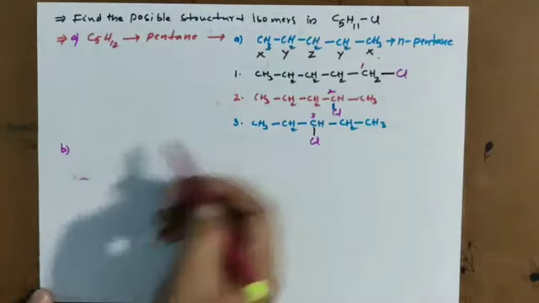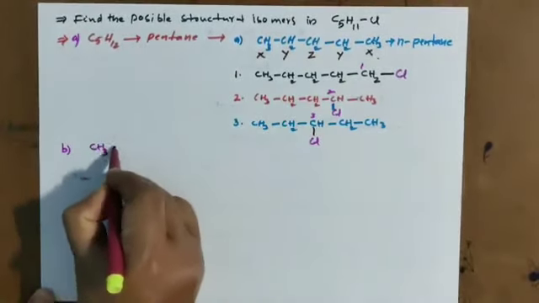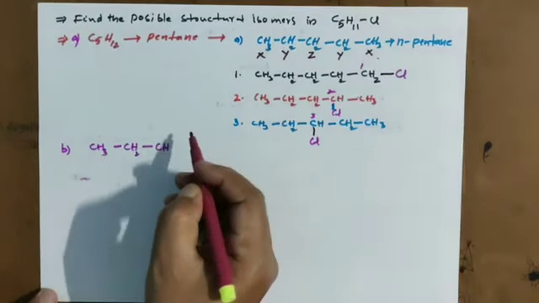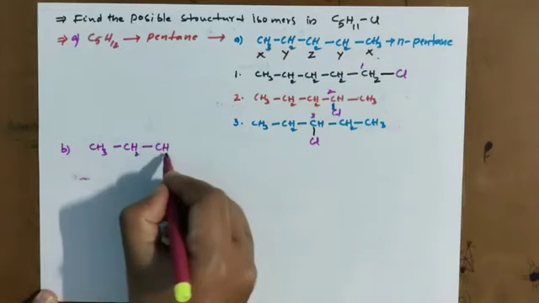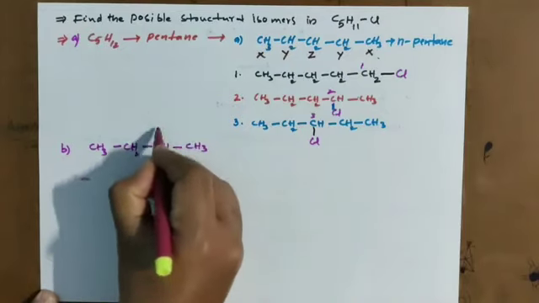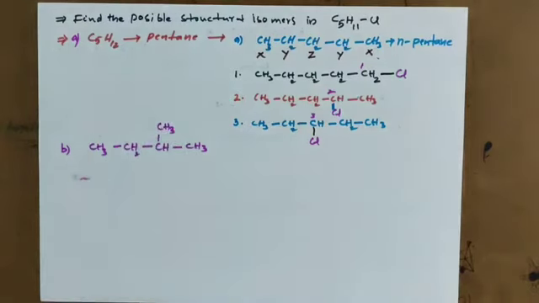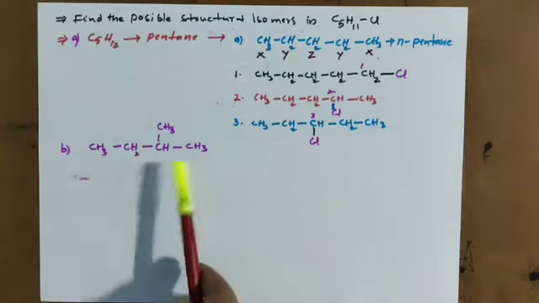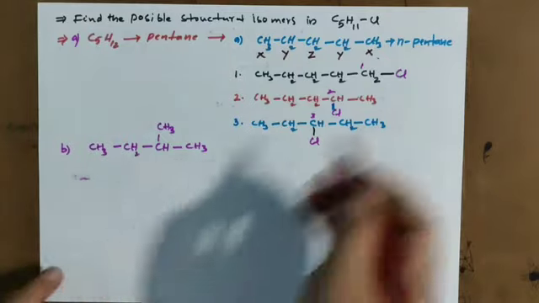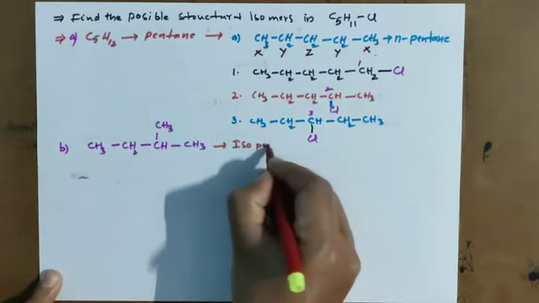Isopentane is there now. Pentane we can write as isopentane. That is CH3, CH2, CH, 3 carbon, 4 carbon, 5 carbon. This is now we got isopentane. What we are calling? Isopentane. This is N-pentane. This is isopentane.